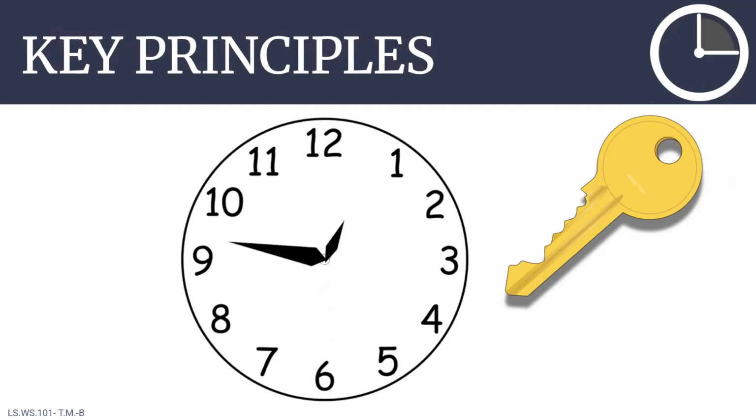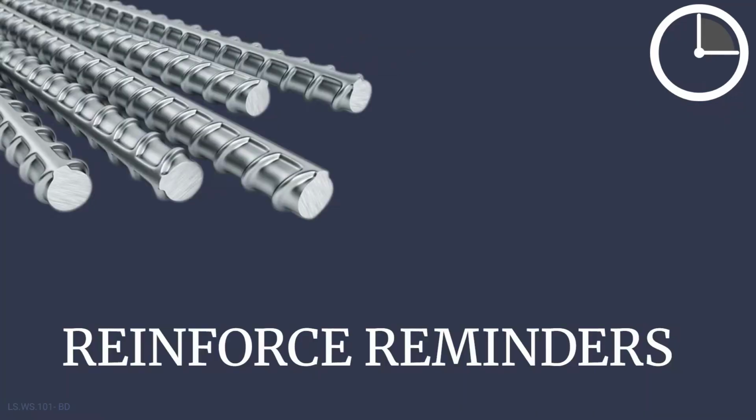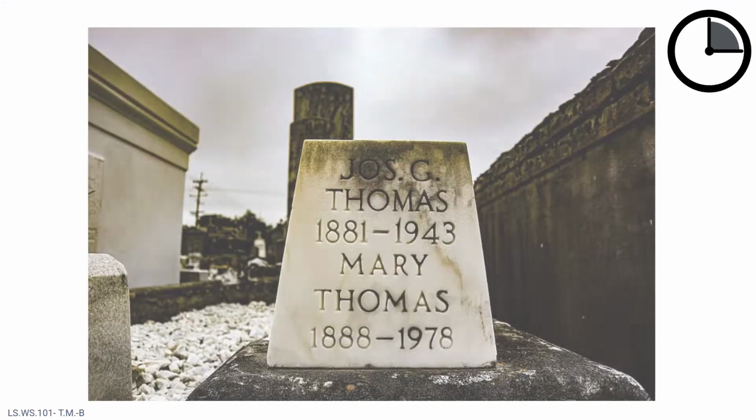Another key principle, especially if you struggle with time blindness, is to use an analog clock and try not to use the digital as much, because digital doesn't let you quite grasp how much time has gone by or how much time you have left, whereas an analog clock does. You're able to see, feel, and get a really good idea of how much time you have left. So use an analog clock if possible. Some reinforcement reminders.